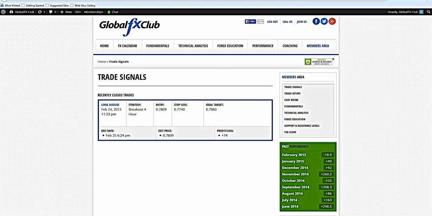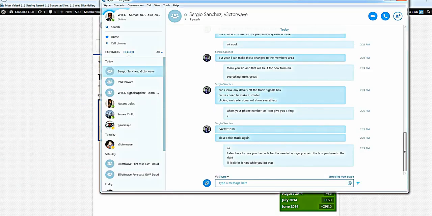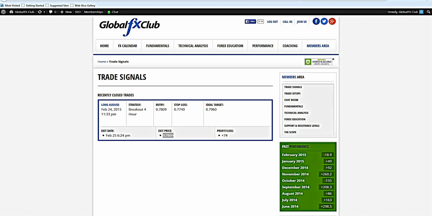There are no open trades right now, but you can see our long Aussie dollar 1133, 78.09 was our entry, 77.40 was a stop loss, and we actually got out at 78.09. Okay, so in actuality, the entry was 78.09. We got out at 78.83. All right, so make sure that's updated. Got out at 78.03, but the pips, we actually did close it out for 74 pips, and that played out pretty well.